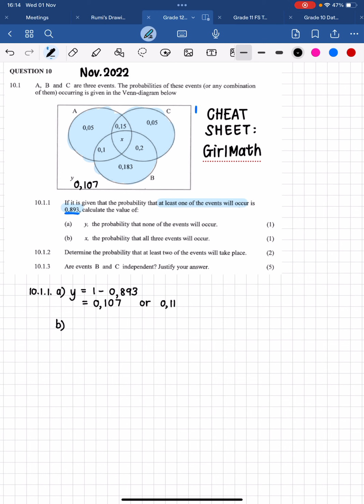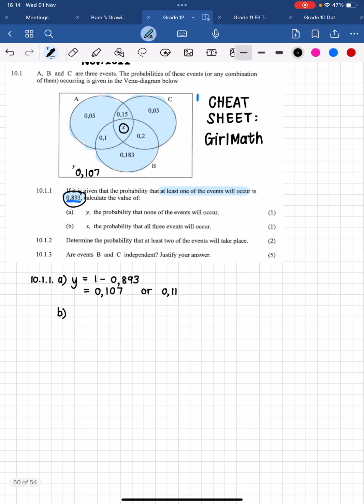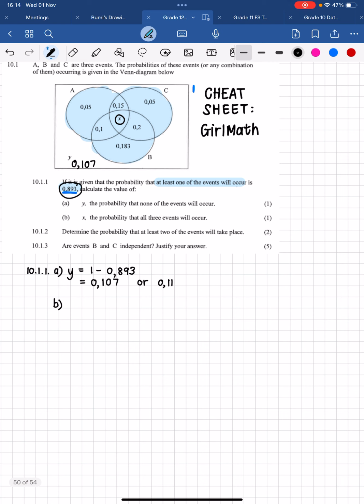Now, if we need to find x, if we're looking at the 3 circles that we have, we have all of the probabilities in these circles except for x, right? And we know that all of these values are supposed to add up to 0,893, which they've given us. So we can calculate x by taking 0,893 and subtracting all of these values. Right, so we're going to say x is equal to, now it's fine if you don't write this step down. I am just going to write it down so that you guys can see what I'm doing.